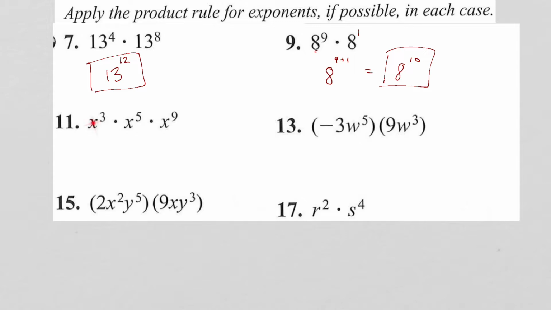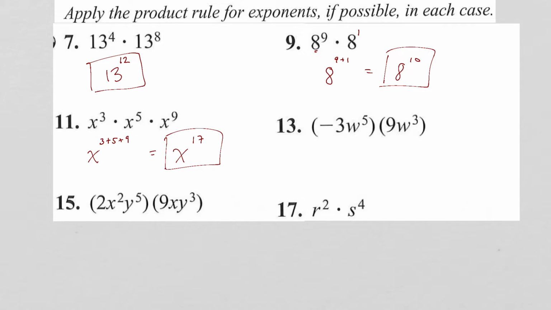So here our base is x. So remember, just like this, your base doesn't change. So it's still x, but we're going to add the exponents when we're multiplying. So we're going to get x to the 17th power.